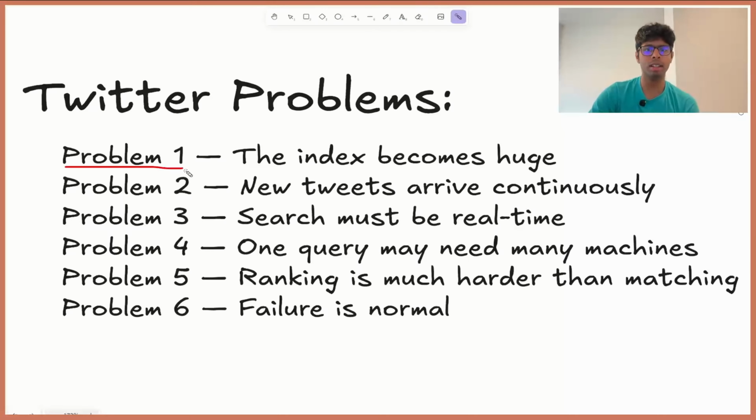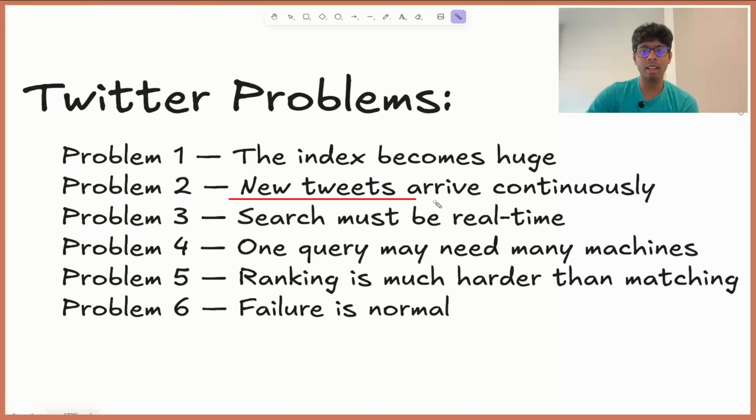Problem 1 says the index becomes huge. As we are going to go with this inverted index approach, the indexes are going to be huge. Basically, if we have one machine and there are millions of tweets coming, the indexes are going to be huge, and again, it is going to create a problem.